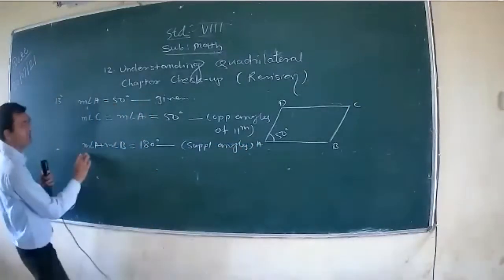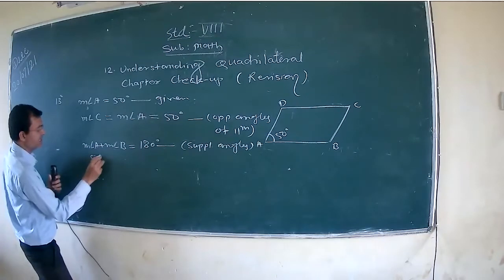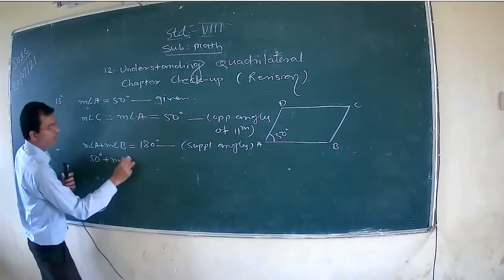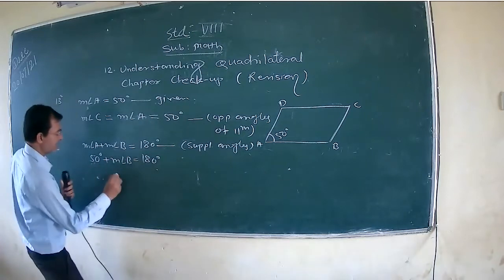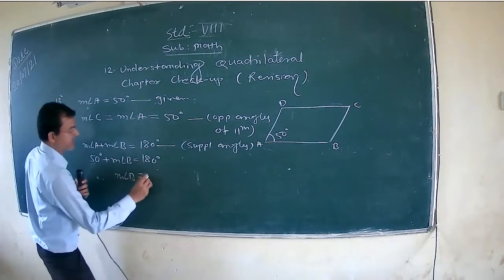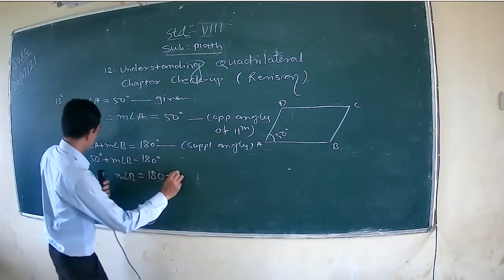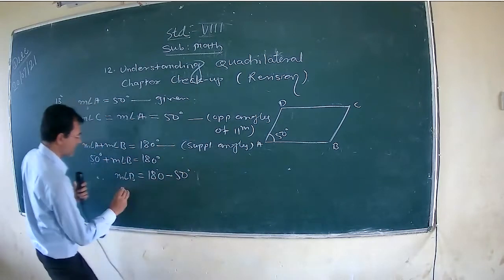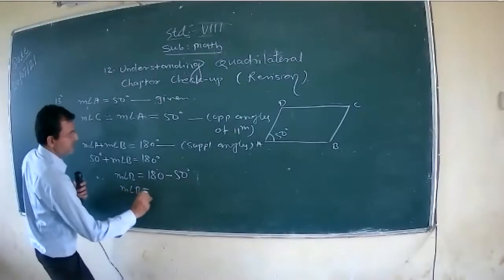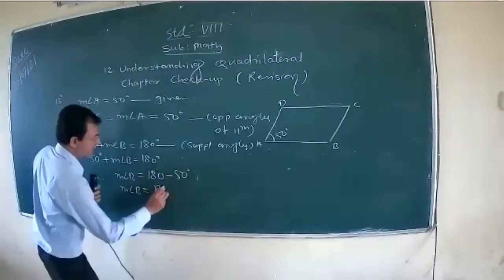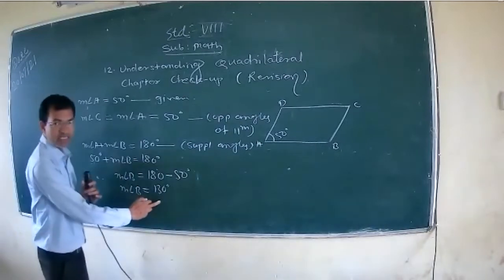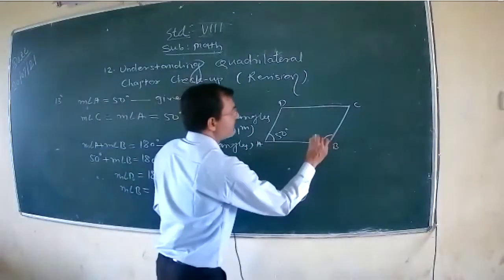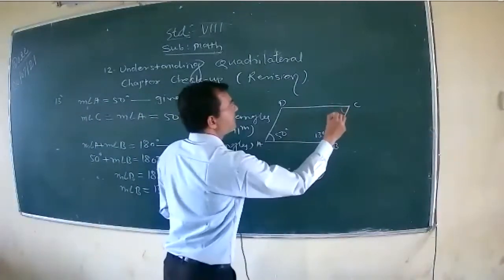So you can write here measurement of angle A is 50 degree, it is given, plus B that you have to find, equals 180 degree. Now measurement of angle B is equal to 180 degree minus 50 degree. So what can you get here? कितना मिलेगा? So 130 degree. Angle B is equal to 130 degree. ठीक है, ये आपको मिल गया.